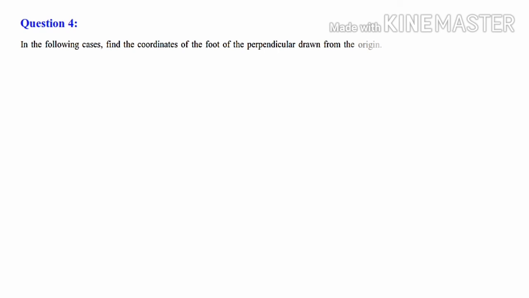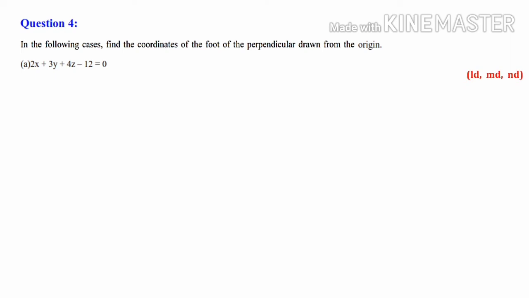Next we shall discuss question number 4. Question is, in the following cases, find the coordinates of the foot of the perpendicular drawn from the origin. We are asked to find out the coordinates of the foot of the perpendicular. We have already learned the formula for finding the foot of the perpendicular. Here the plane is given: 2x plus 3y plus 4z minus 12 is equal to 0.